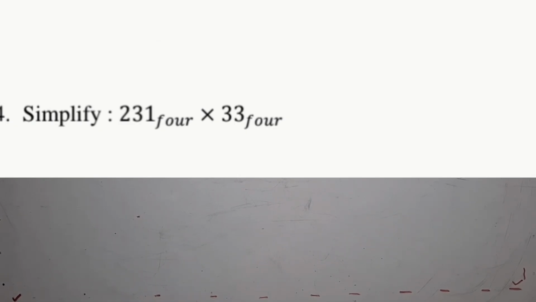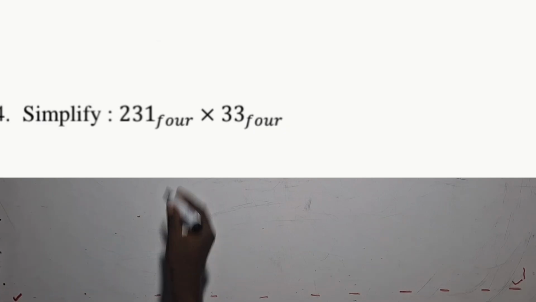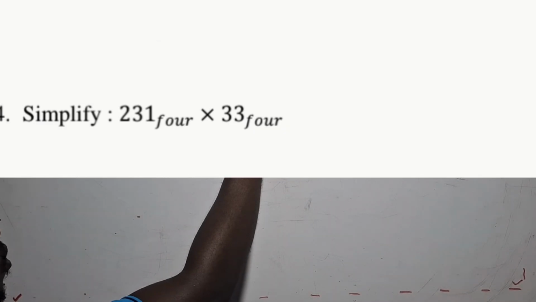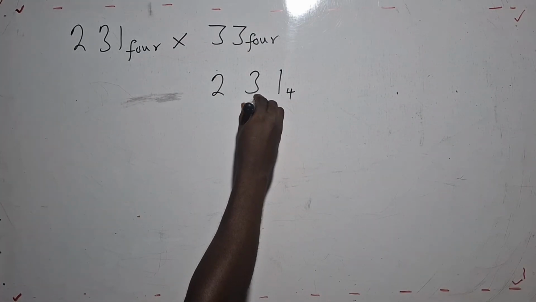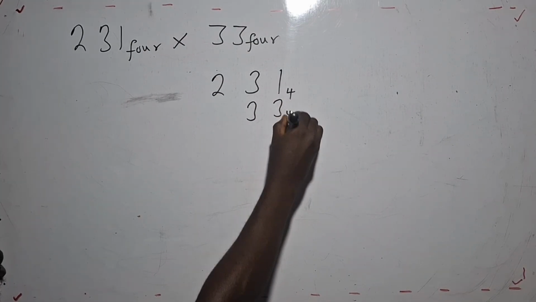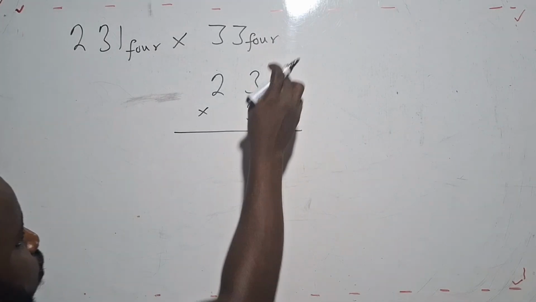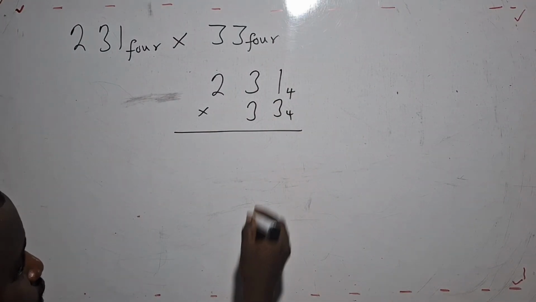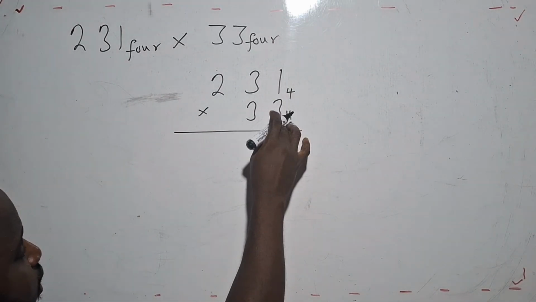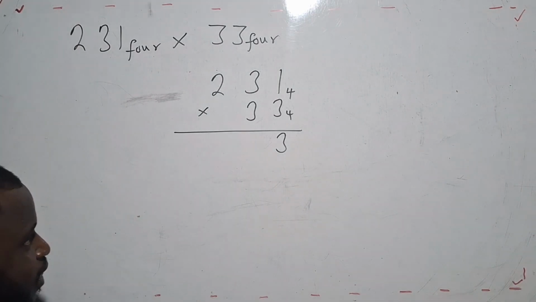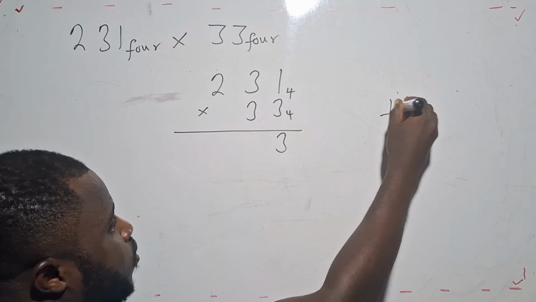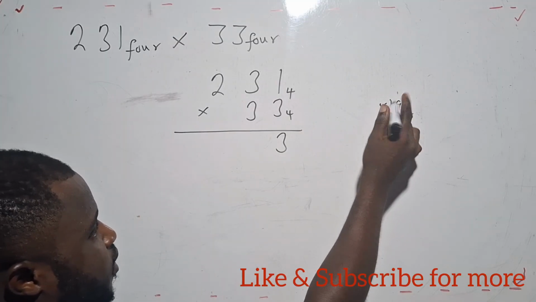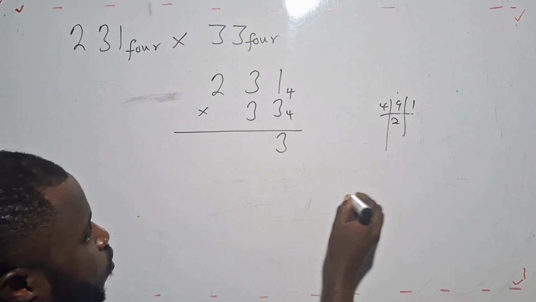The next question says we should multiply 231 base 4 times 33 base 4. So 231 base 4 times 33 base 4. 3 times 1 is 3. Is 3 accepted in base 4? Yes, so we write it. 3 times 3 is 9. Is 9 accepted in base 4? No. If you use the table, 4 divides 9 two times, remainder 1.